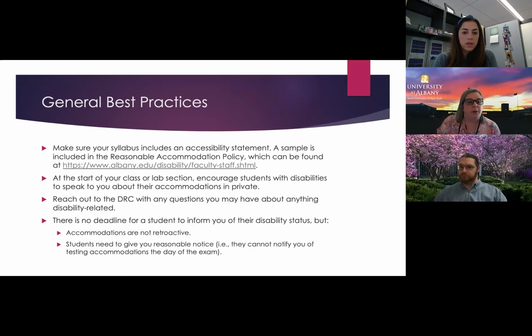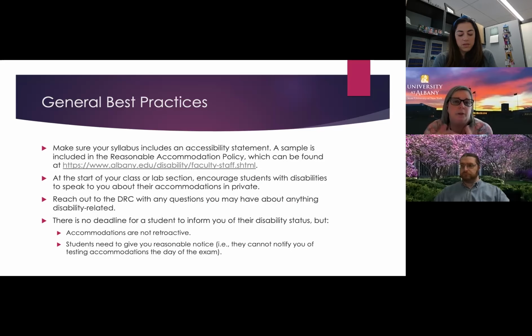So some general best practices. We want to make sure that you have an accessibility statement in your syllabus. And we actually have on our website, and you'll be getting a copy of this PowerPoint, you can click on that link. It talks to you about what our reasonable accommodation policy is. And then there's a sample accessibility statement that you can put on your syllabus.